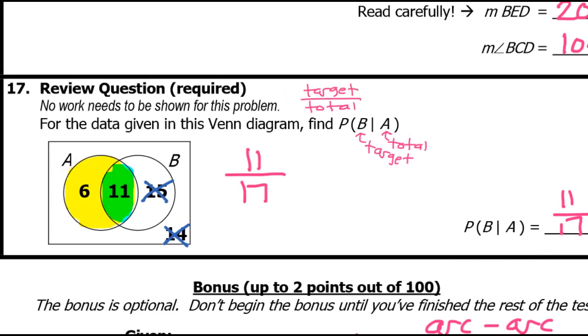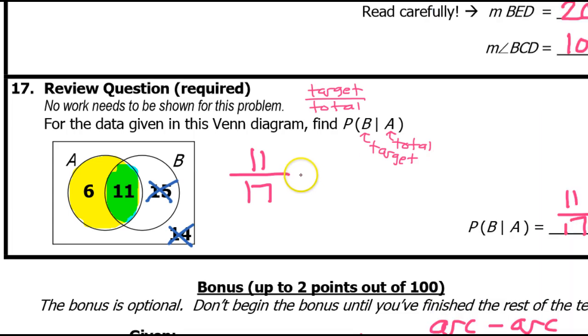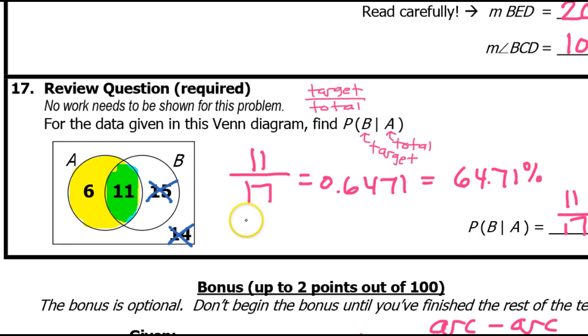If you really wanted to, you could write that as a decimal or a percent. 11 divided by 17 is 0.6471, which I could write as 64.71%. But 11 over 17 is fine.